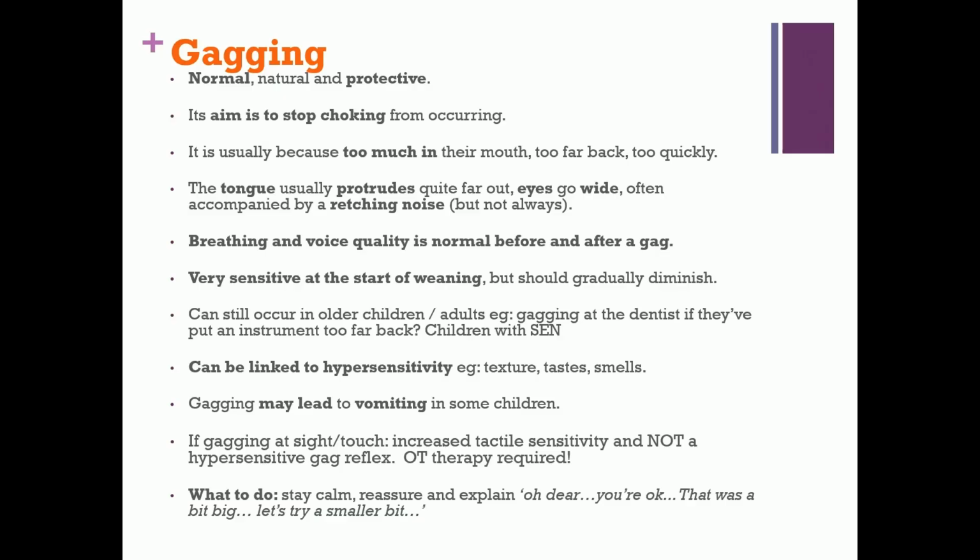But again, what we want is for that gag reflex to reduce as the baby or the young person gets older. Now, what normally happens with gagging is that it's quite obvious. Often the tongue might come out, the eyes might widen. There's sometimes a bit of a noise, but afterwards they're pretty calm. Breathing is normal. There shouldn't be any wet or gurgly or crackly sounds.